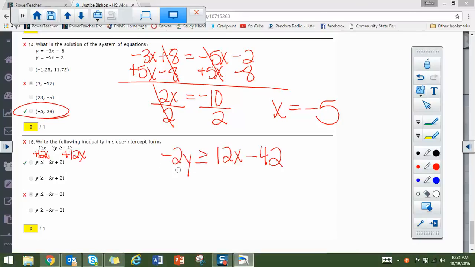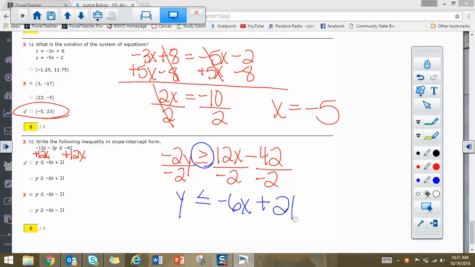Divide everything by negative 2. Here's where you have to remember the rule for solving inequalities when you divide by a negative. Dividing by a negative is actually going to change this sign, and so you have to flip it to be less than or equal to, and that's again because of the negatives. So this is y is less than or equal to negative 6x, because we're dividing by negative, plus 21.